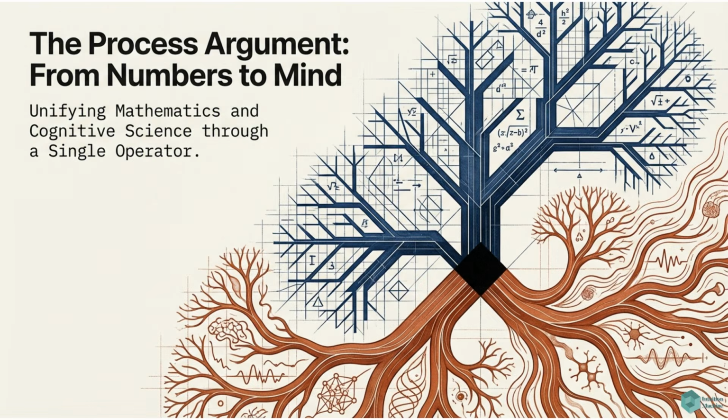Today, let's explore how mathematics and cognition may be isomorphic to each other. To construct this, we will employ process metaphysics. We will show that we can unify mathematics and cognitive science through a single operational principle. This process-oriented view can bridge the gap between abstract numbers and the dynamics of the human mind.